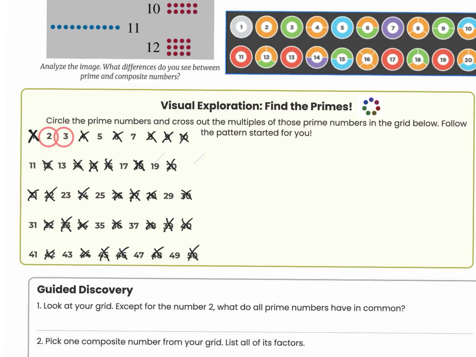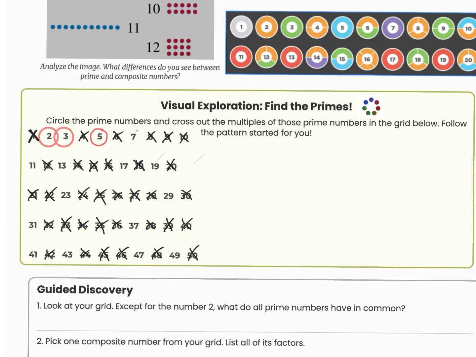Our next prime number is 5. So I'm going to circle 5, and then I'm going to cross off all of my multiples of 5. So 5, 10, 15, 20, 25, 30, 35, 40, 45, 50. Now we skip 6 because it's already crossed off.